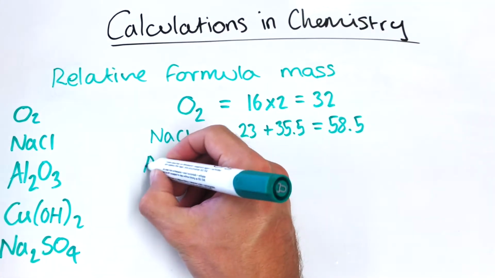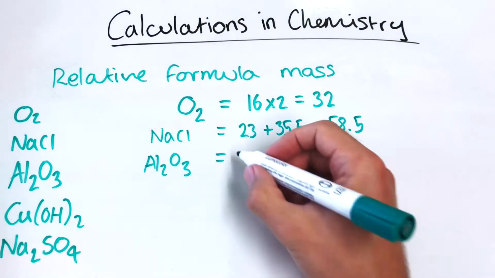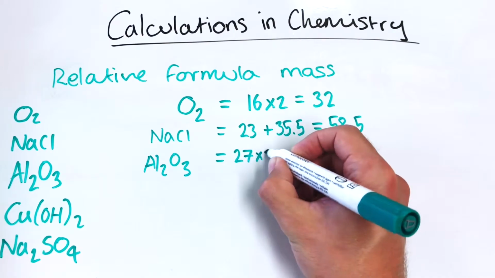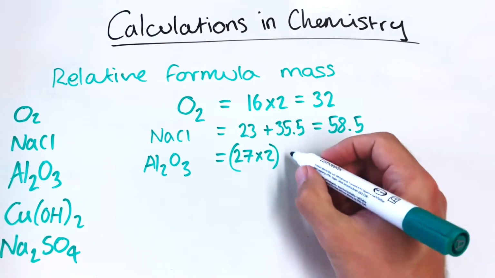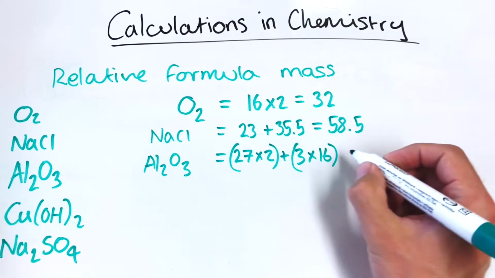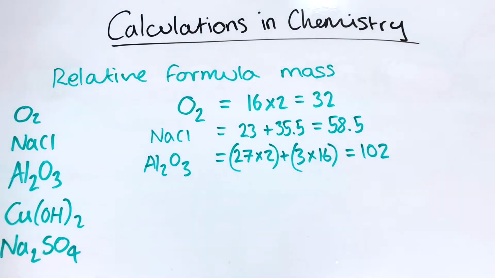The next example, Al2O3, aluminium oxide. We've got 2 aluminium atoms, each weighing 27. We've got 3 oxygen atoms, each weighing 16. So our total mass of our aluminium oxide is 102.